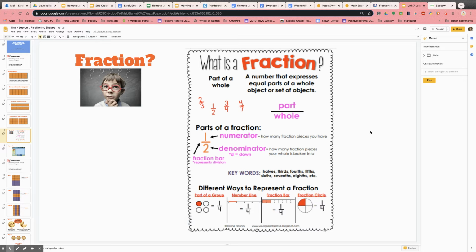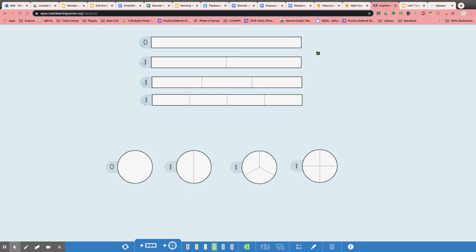So what is a fraction? Well, a fraction is a part of a whole. And if you look at a fraction, there's 2 numbers. The top number tells me the part, and the bottom number tells me how many parts there are in the whole thing. So we're going to look at that by going over here and looking at some fraction bars.